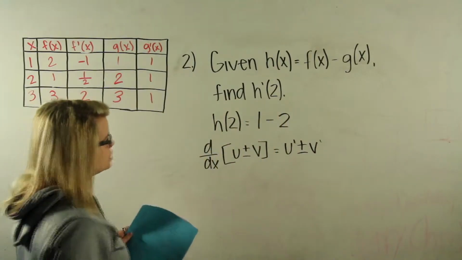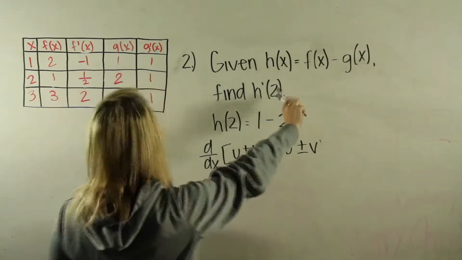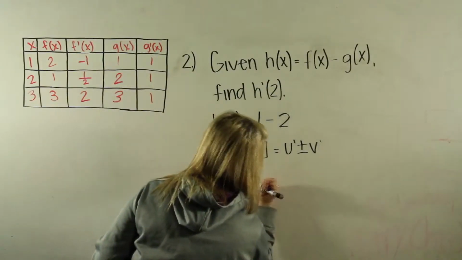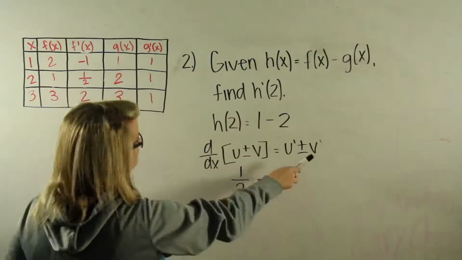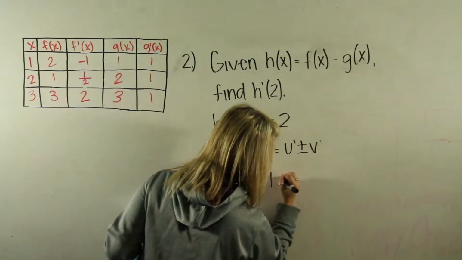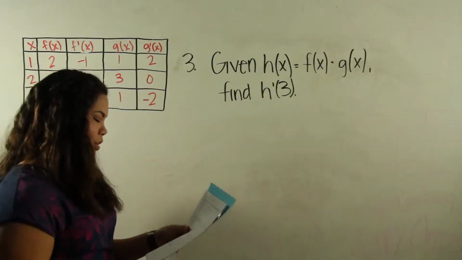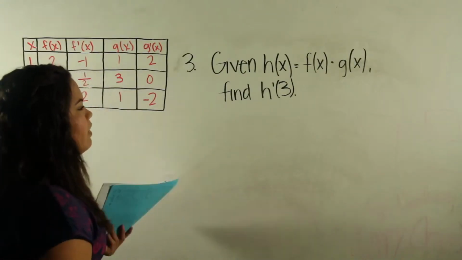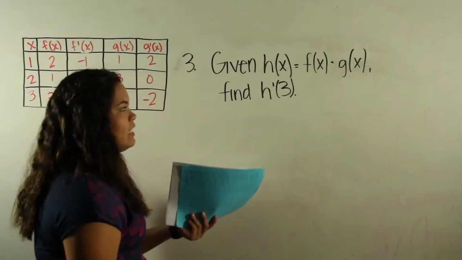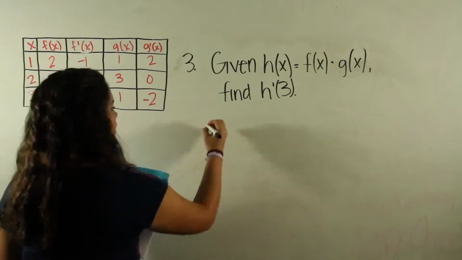And then now you're going to take f prime of x for 2, and that's 1/2. And then you're going to do minus the v prime, so g prime of x for 2, and it's 1, and you're going to get negative 1/2. Okay, so next we have number 3, which we're told that given h of x equals f of x times g of x, and it's asking us to find h prime of 3. So our first step will be to find h of 3.